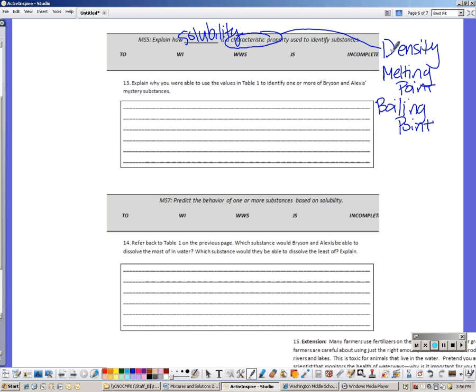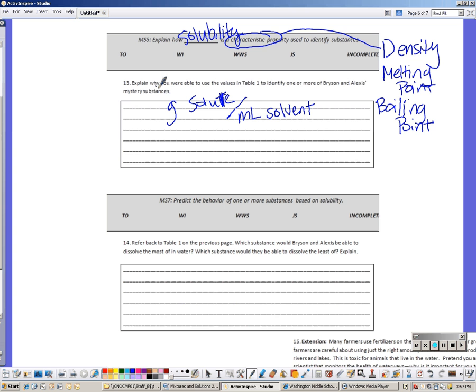Solubility is similar to these. No matter how much of a substance you have, the solubility is a ratio of the grams of solute. Sorry, pen's going crazy. Solute. It's a ratio of the grams of the solute that will dissolve in the volume of solvent. So no matter what, the solubility for a substance stays the same as long as you're not changing the temperature and funny things like that.